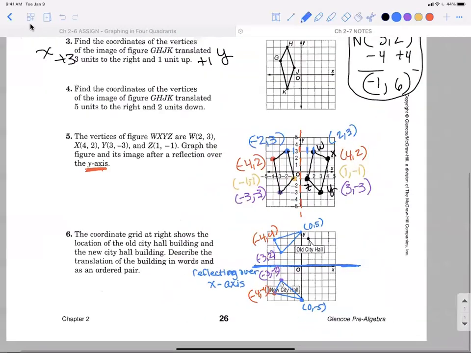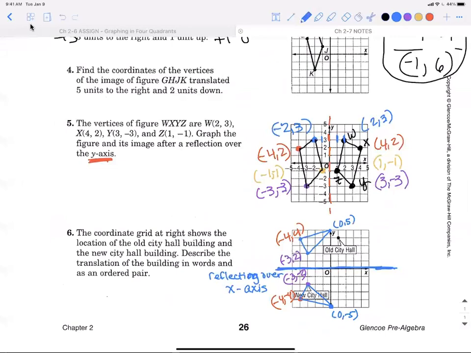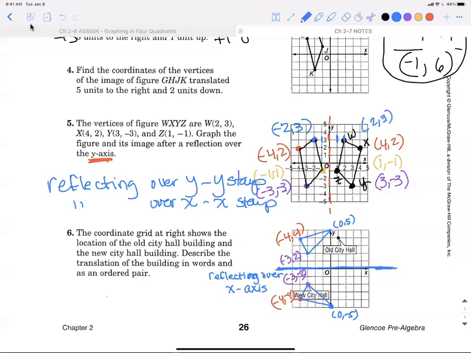So if you want to write it out, if words help you, okay, if you're reflecting over the y, your y stays. If you're reflecting over the x, your x stays. And then the other one, it'll change its sign. Okay?